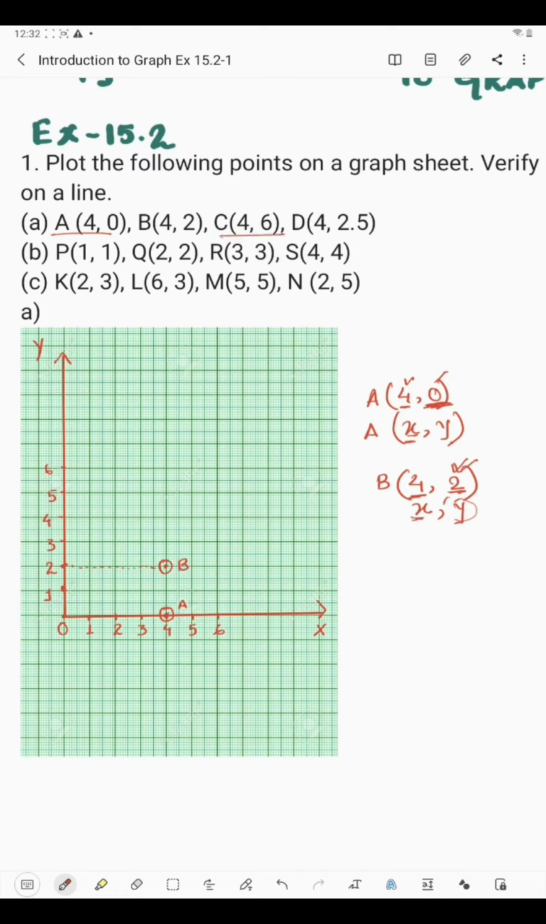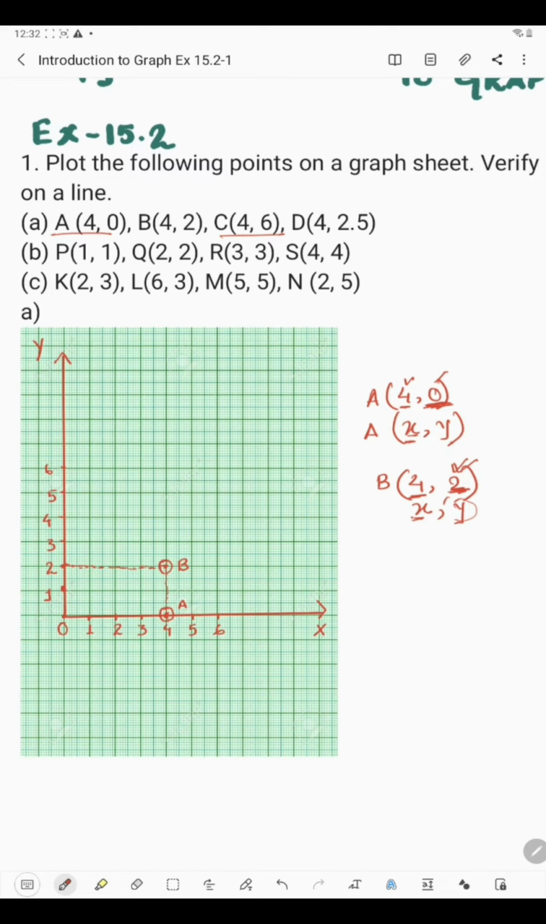So what we have observed is that since the value of x is 4, 4 is here, and to put the value of y, this 2, see here is 2. From here if you draw a line, and from 4 if you draw a line, these two lines coincide over here. So this is our point B.